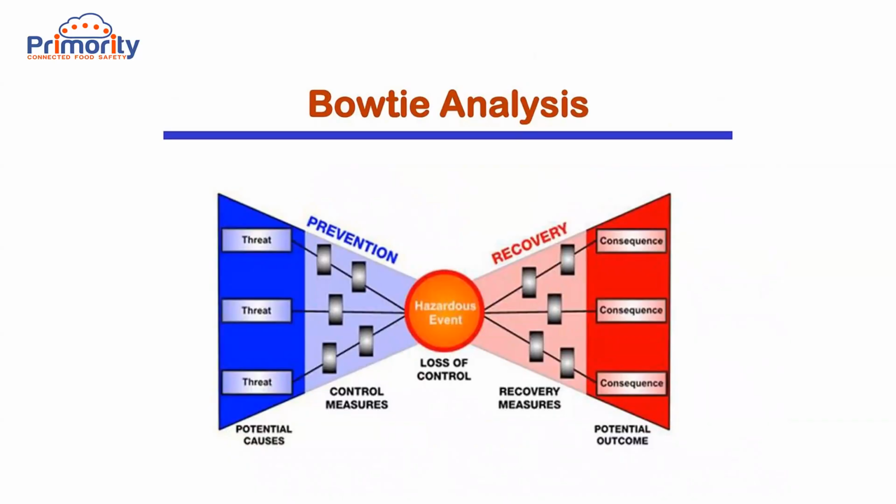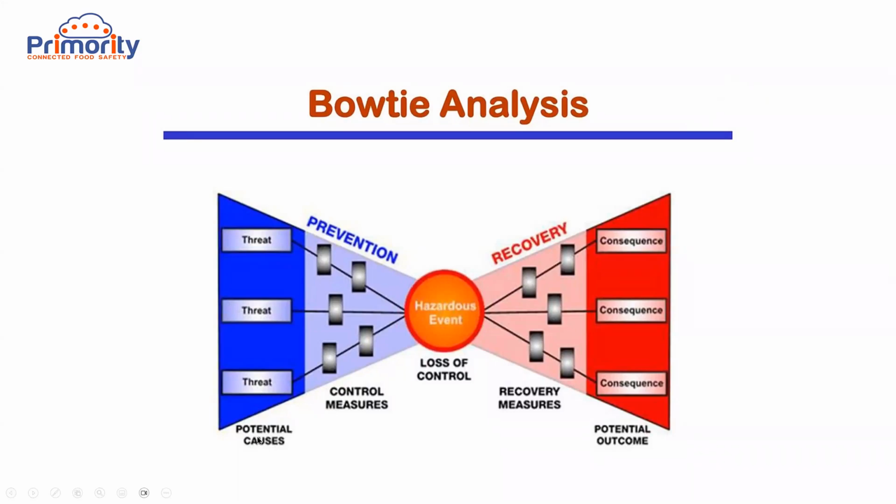Another one that you may or may not have heard of is bow tie analysis. This is heavily used in the oil industry for the whole prevention and recovery of things that can go wrong. And actually, it's very like HACCP, because on the left-hand side, you've got threats, potential causes of those threats.